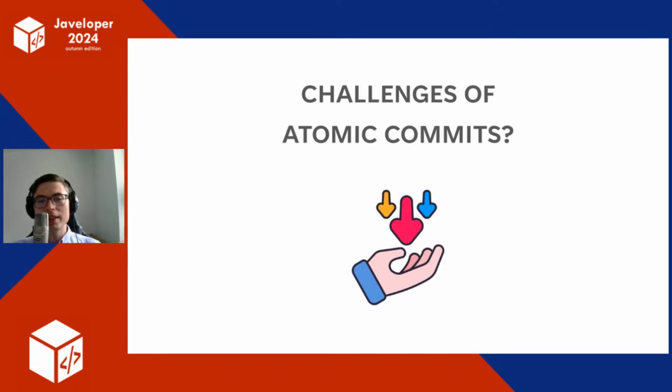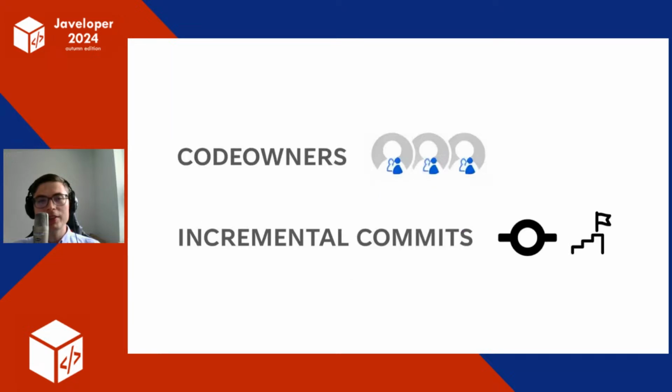With this kind of atomic commits, we can have some challenges because it may be difficult to read a giant pull request. But we can mitigate it by using the code owners approach, where you specify which person or which team is responsible for which directory in a certain repository. And you can do incremental commits where in every commit you present the changes to the reviewer in an incremental fashion, so that it is easy for them to understand.